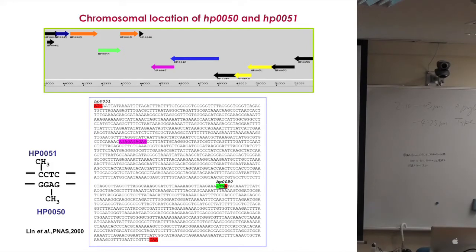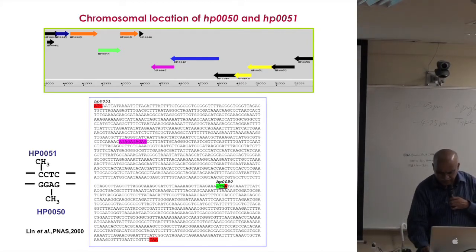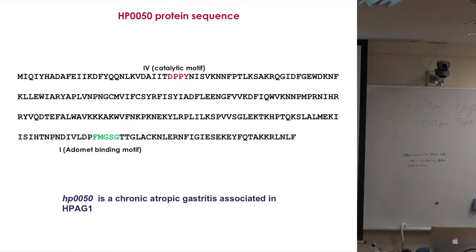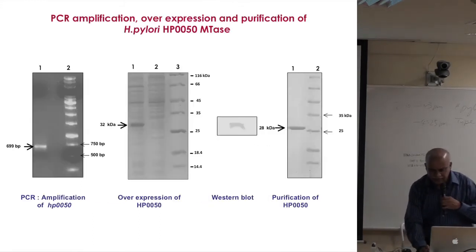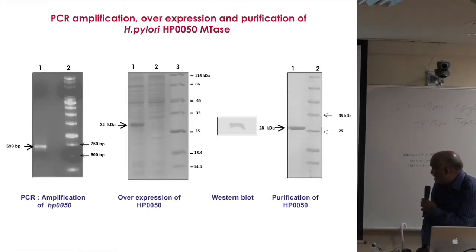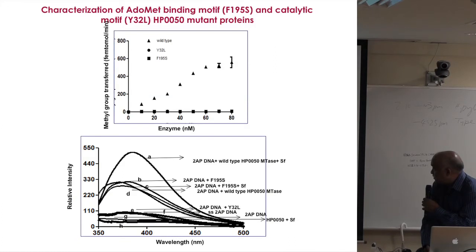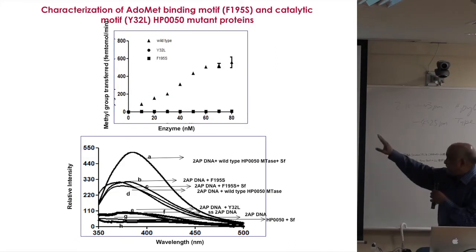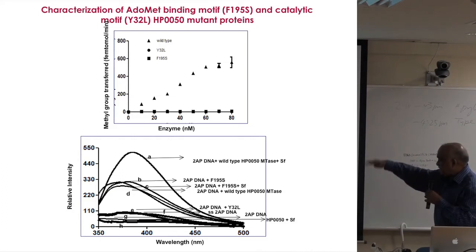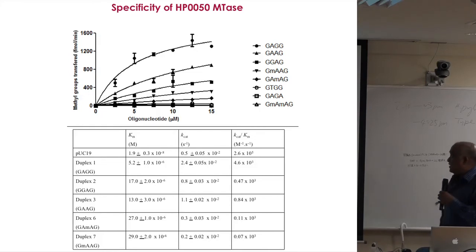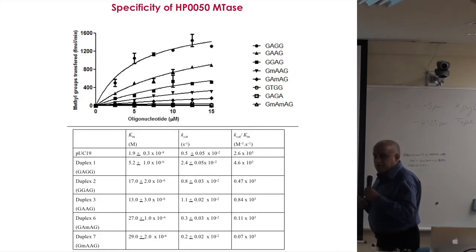So we now studied this methyltransferase alone. And to our surprise, this is an adenine methyltransferase, and therefore it has DPPY, not PCQ. Okay? We cloned, overexpressed, purified it, confirmed by MALDI peptide fingerprinting that this is a pure protein, and made mutations in the regions which flip out. This is the base flipping experiments which I told you for P50. And what we found is that this methyltransferase again has specificity changes, issues.